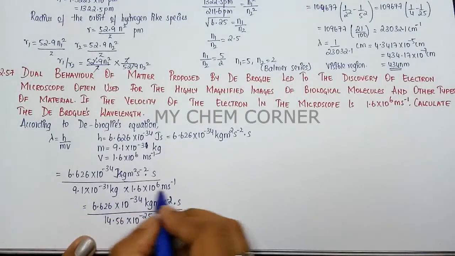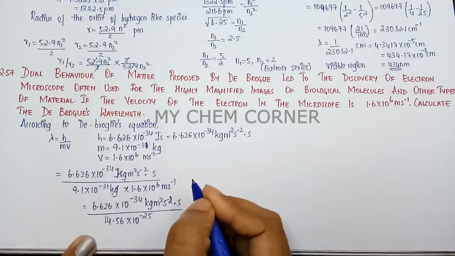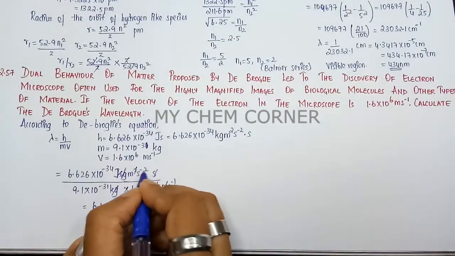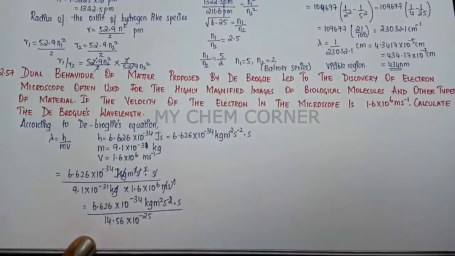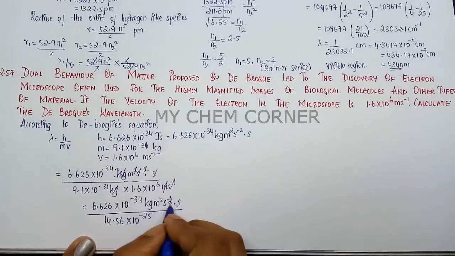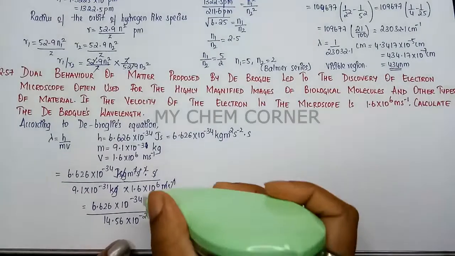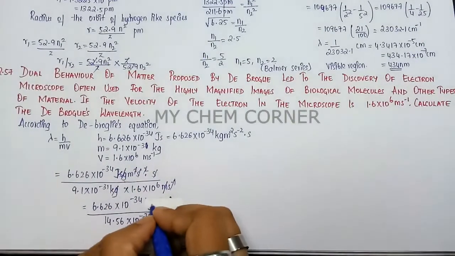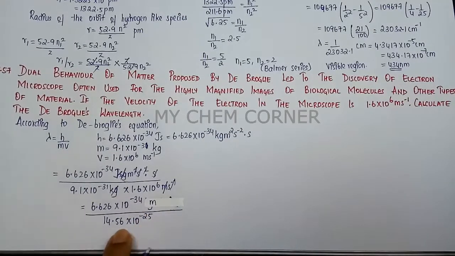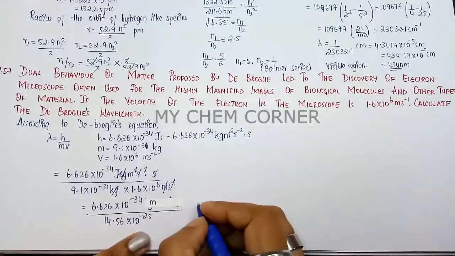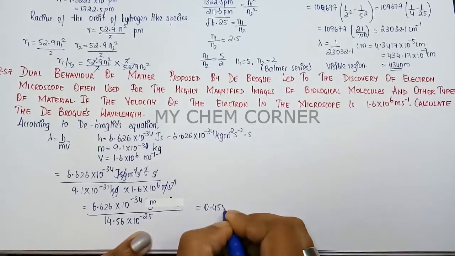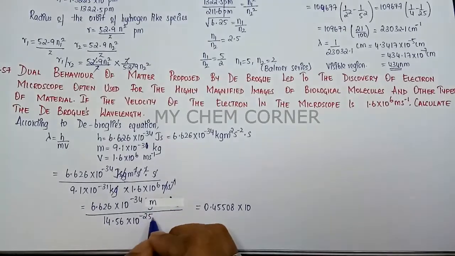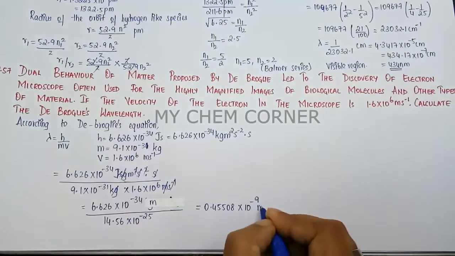Here, when you're writing this down, kg will be cancelled with kg. Meter with one of the meters, seconds with seconds inverse, and the seconds inverse will get cancelled. So when you're writing in the numerator here, all this can be ignored. What is left in the numerator is only 1 meter. In the denominator, nothing will be there. Now when you divide 6.626 by 14.56, this will give 0.45508 into 10 to the power. When minus 25 goes to the numerator, this will become plus 25. So you will get 10^-9 meter.